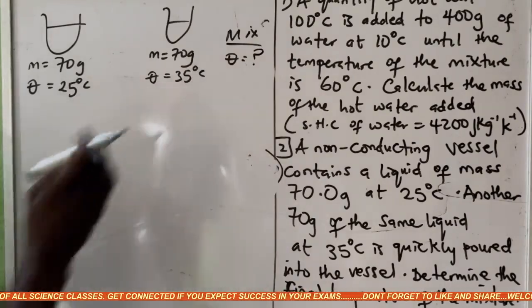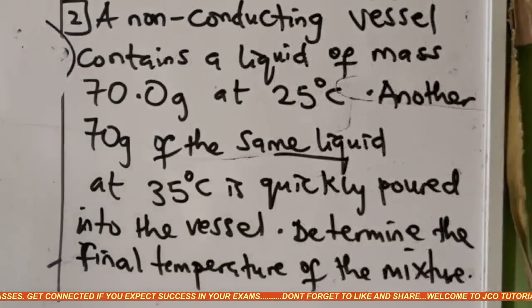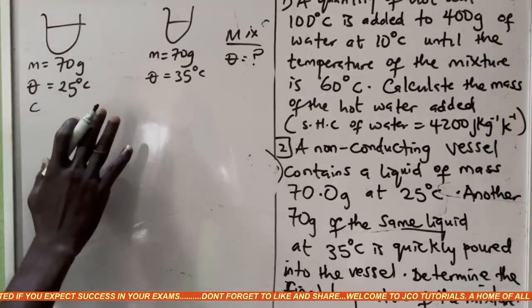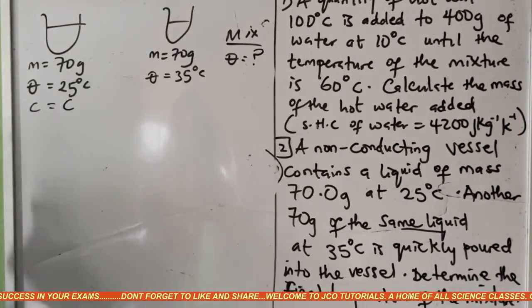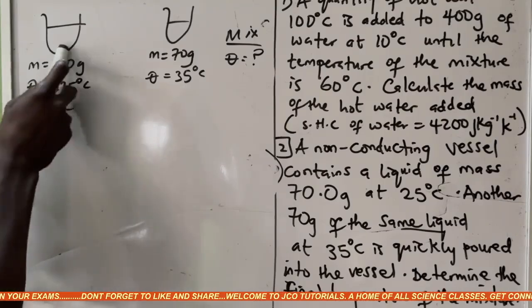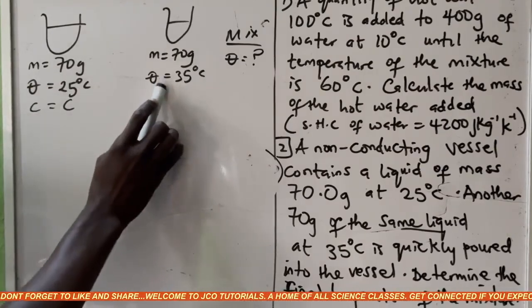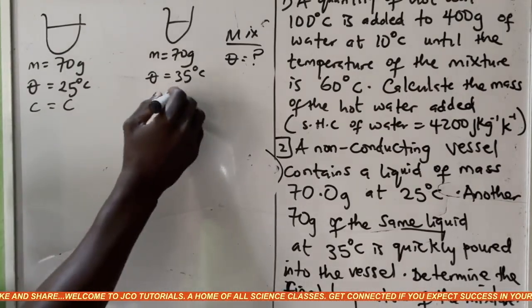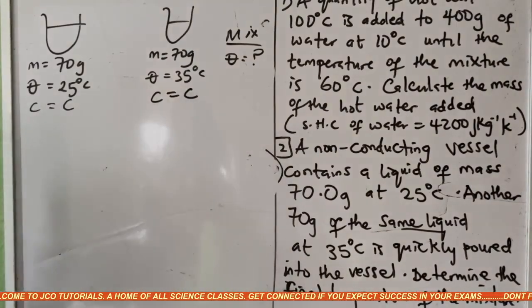When you mix this with this, if you notice, they are the same liquid. The same liquid simply means whether you are given the specific heat capacity or not, they are the same. If this were water, specific heat capacity 4,200, and this is the same liquid, 4,200, so they are the same. Basically, they are going to cancel themselves out. But let's just write the specific heat capacity as C, the same in both cases.